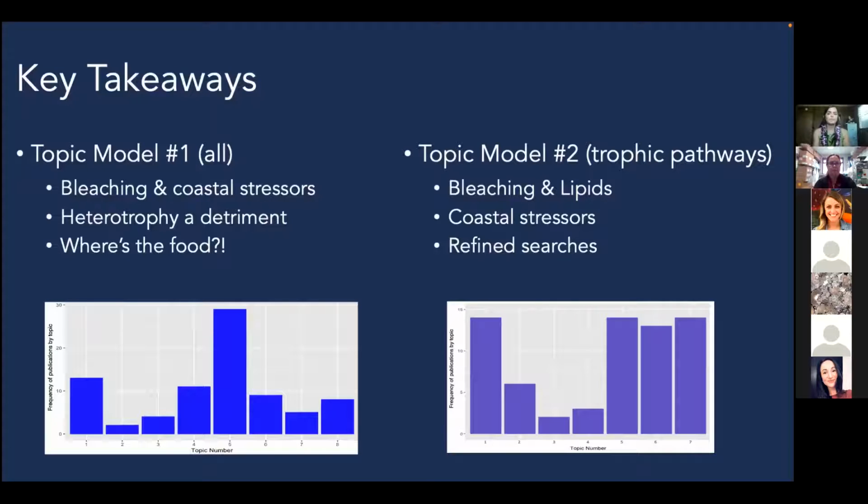And also how certain types of lipids were important, how heterotrophy is thought to be the major contributor to those stores. Again, highlighting how coastal stressors are understudied when it comes to how it affects a coral's trophic pathway. And the last and really interesting part was how you can refine the searches with these topic models in order to find new information.